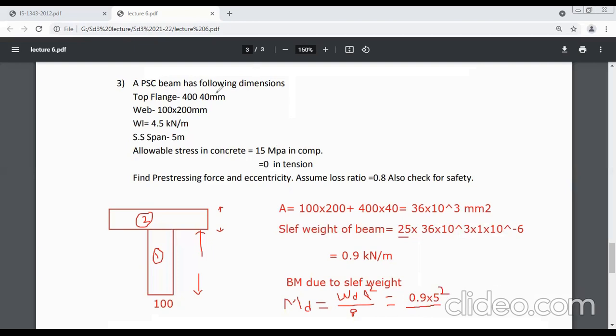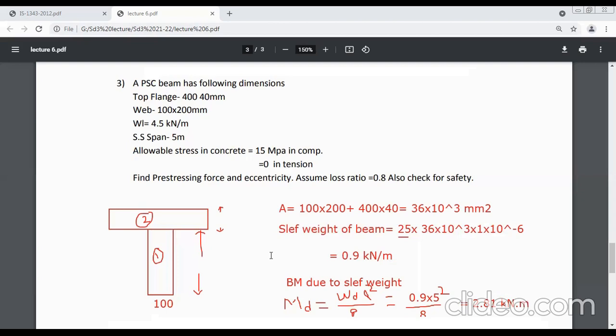How much is the bending moment due to self weight? 2.81, correct. 0.9 into 5 square divided by 8 is 2.81 kilonewton meter. So this is the bending moment due to self weight. Next, find out the bending moment due to total load.